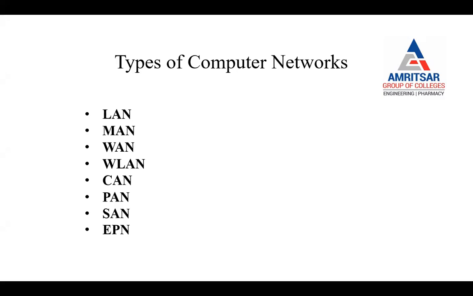A local area network is a group of computers and associated devices that share a common communication line or wireless link to a server. A common communication line, for example in our lab, we have one switch and we connected 20 or 30 PCs to a single switch. That is a physical medium. If we are talking about wireless LAN, that is another type, WLAN, wireless LAN.